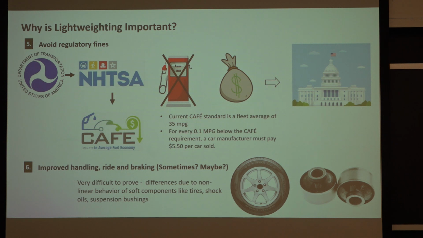Okay, another thing about light weighting. So in this country, we have regulated gas mileage. The car manufacturers are regulated by the National Highway Traffic Safety Administration to have an average fuel mileage for the fleet. So the Department of Transportation says we want cars to get better gas mileage for national security reasons, for environmental reasons, probably national security reasons more than anything, so they don't have to buy oil from other places. And they mandate NHTSA to enforce this.